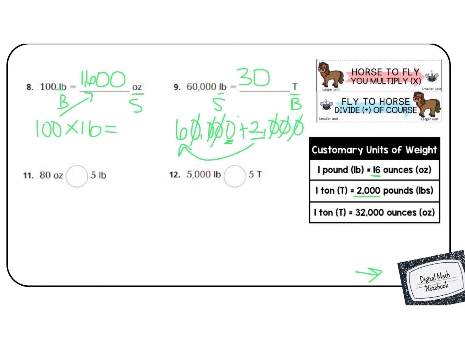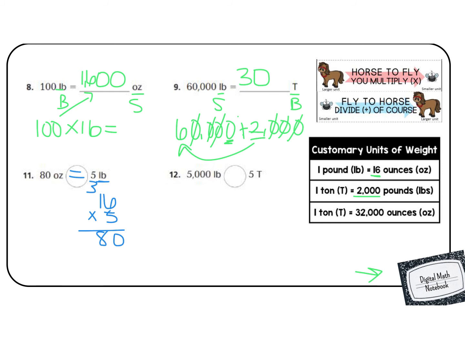Let's start with our big thing so that we can multiply. If we multiply 16 ounces in a pound times 5 pounds, 6 times 5 is 30, and then 5 times 1 is 5, plus 3 is 8. So that means on both sides I get the number 80. So these two numbers are equal.